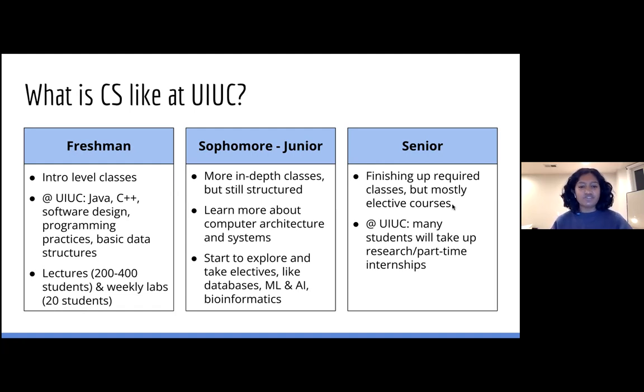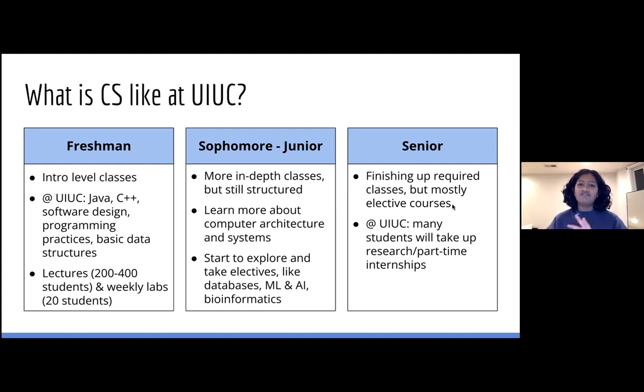And then sophomore and junior year, you'll get more in-depth classes. They're still really structured, so you'll still follow a curriculum. And you'll learn more about computer architecture and systems. So you'll start to get more lower level. And you'll start to take your electives like databases, if you're interested in ML or AI or bioinformatics, things like that. So towards junior year, you'll start to take some electives, and your classes will get less structured.